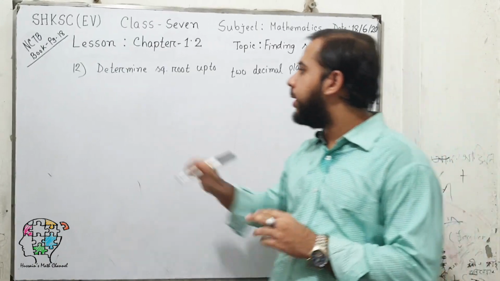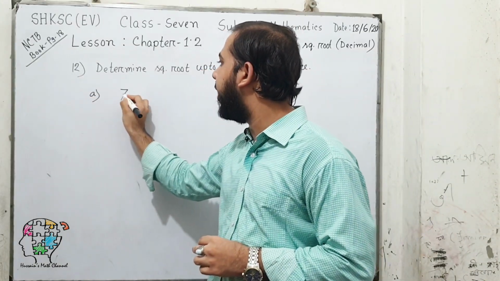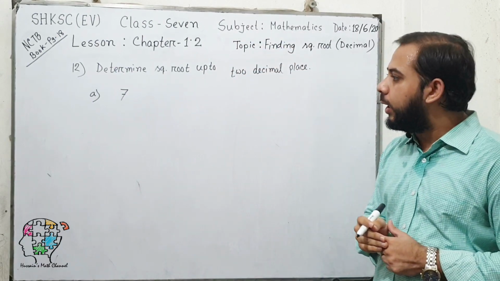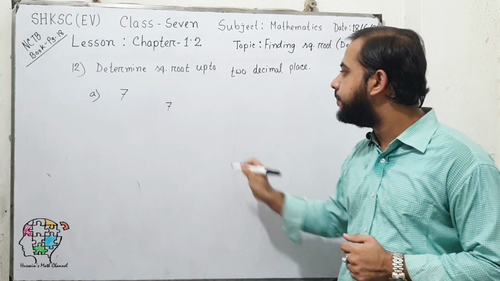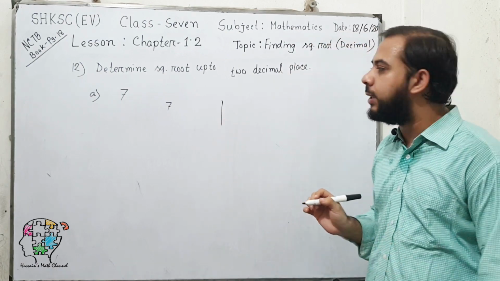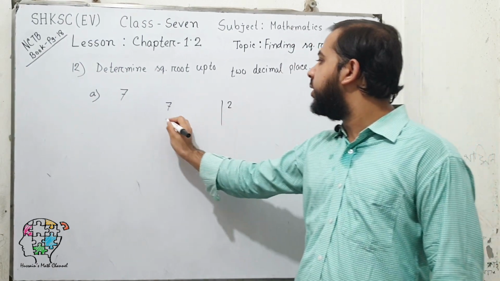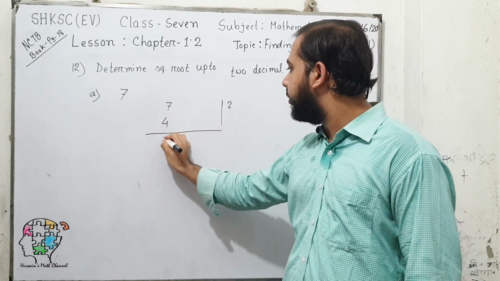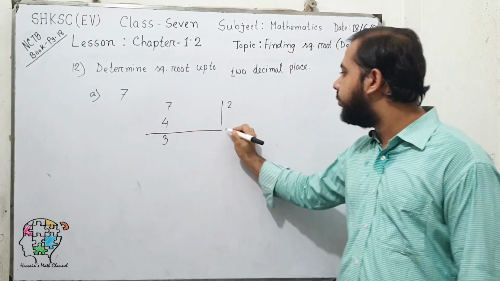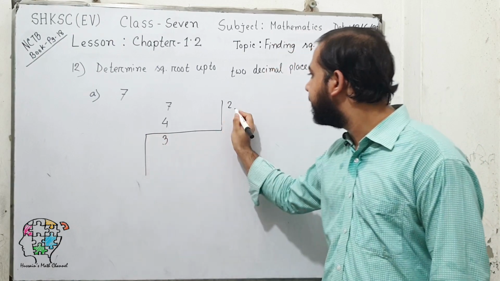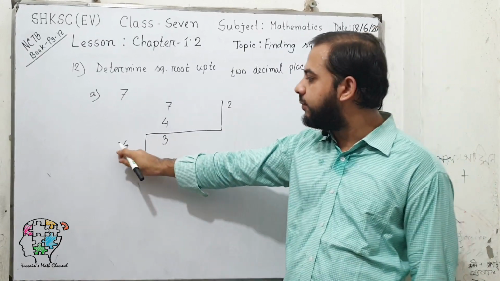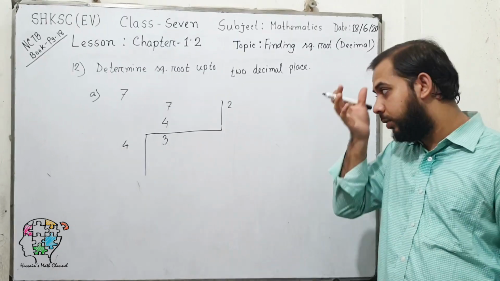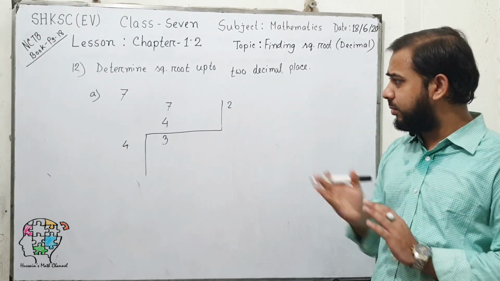For example, in number A, we have to find the square root of 7. Now let's start. At first, clearly we can see that 2 times 2 is 4, and the remainder will be 3. Now if we double this digit, it will be 4. Now there is 3 and it is 4, so we cannot divide any more. So we need some more pairs or digits.